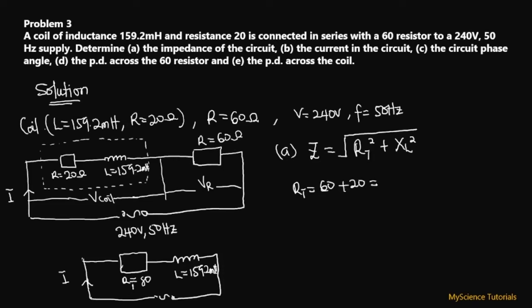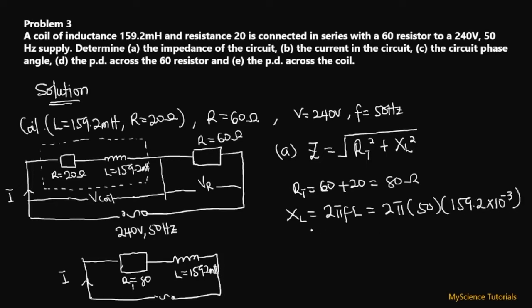So this is going to give us 80 ohms. Now our XL, which is the inductive reactance, is equal to 2 pi FL, which is 2 pi multiplied by the frequency 50, then multiplied by 159.2 times 10 raised to the power minus 3 Henry. If we multiply everything over here, we are going to get 50 ohms.